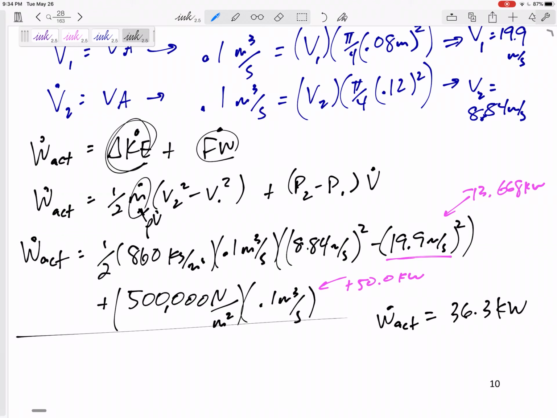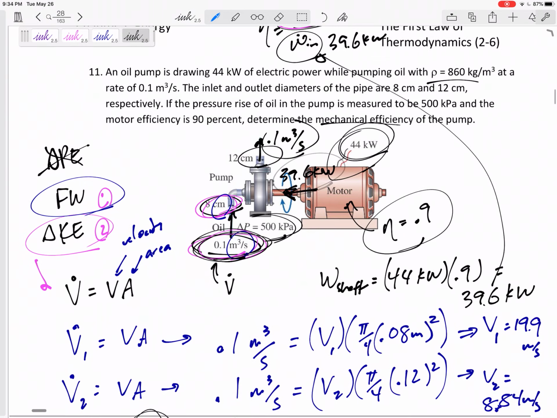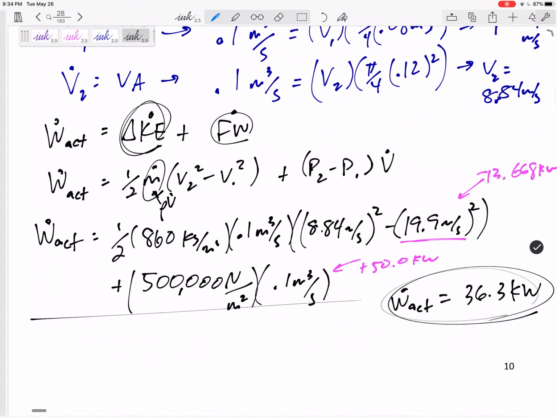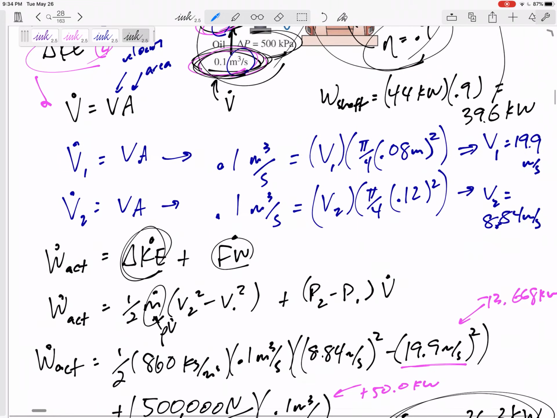Let's step back and make sure that makes sense. The motor is getting 44, it's delivering 39, and the actual work that's happening is really just 36.3. Yeah, I think that makes sense. We're not going to get 100% of the work out that we put in because of the inefficiency of the motor and because of frictional effects, mechanical efficiency of the pump.